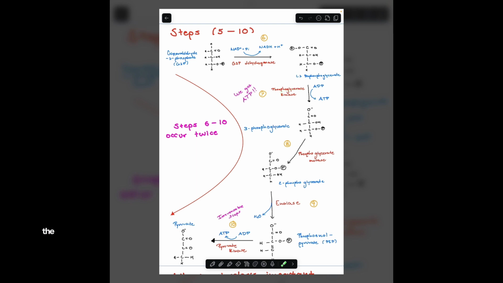In step number 8, the molecule 3-phosphoglycerate is rearranged with the use of phosphoglycerate mutase, and it turns into 2-phosphoglycerate. In step number 9, the enzyme enolase turns 2-phosphoglycerate into phosphoenolpyruvate, a high-energy molecule, releasing water as a byproduct. In step number 10, pyruvate kinase transfers a phosphate from phosphoenolpyruvate to ADP, making another ATP and forming pyruvate. Since we started with 2 G3P molecules, everything in this phase happens twice, which is how we end up with 4 ATP and 2 NADH total, as explained previously.